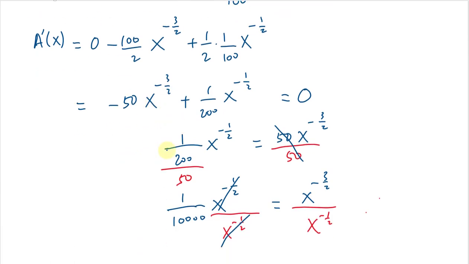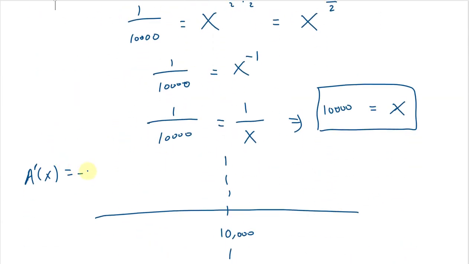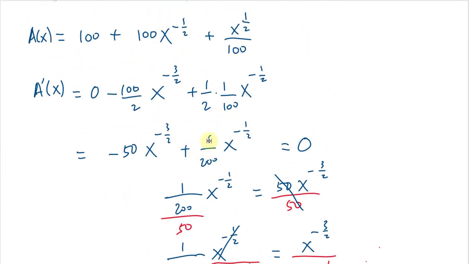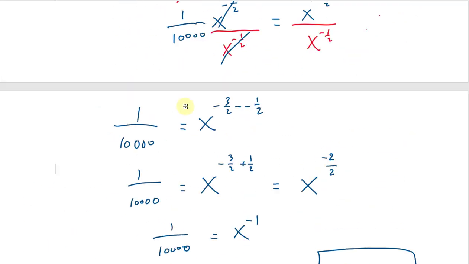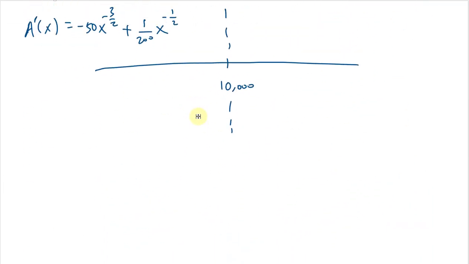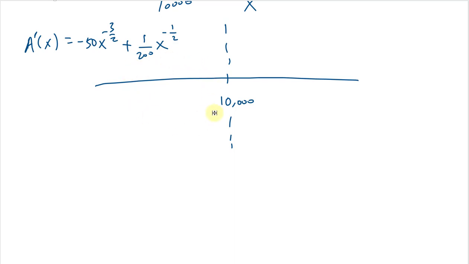Minus 50x to the minus 3/2, and then plus 1 over 200 x to the minus 1/2. Okay, so one value on the left side of 10,000, let's pick 9,000, just to make it simple, right? 9,000. Okay, so I plug in 9,000 in the place of x, A prime of 9,000.